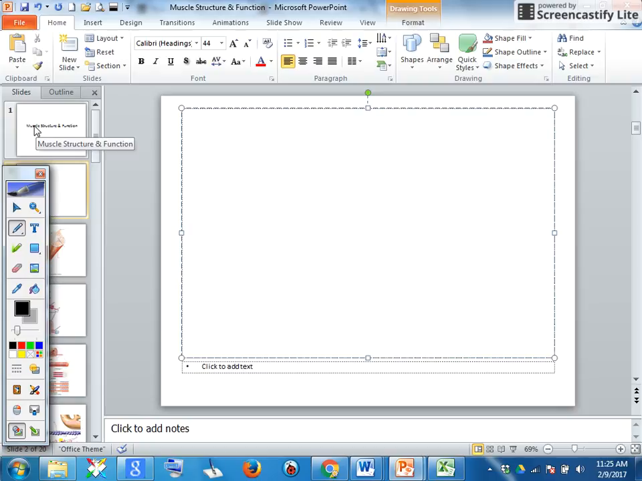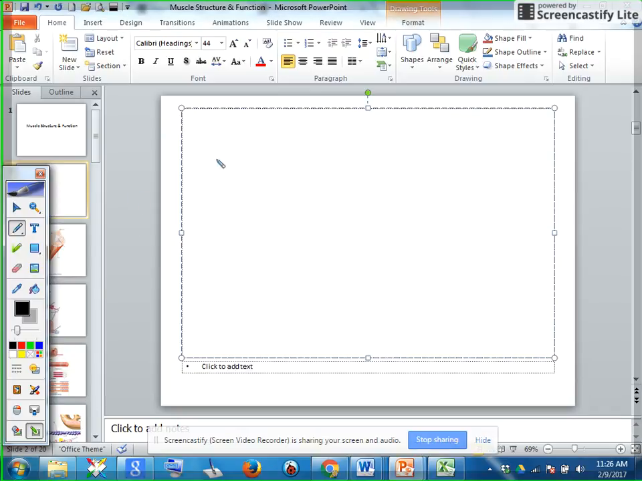We're going to label the structure of the muscle at a microscopic level and then discuss and describe how those parts work together to cause a muscle to contract and to relax. Before we do that, we need to talk about some basic vocabulary.